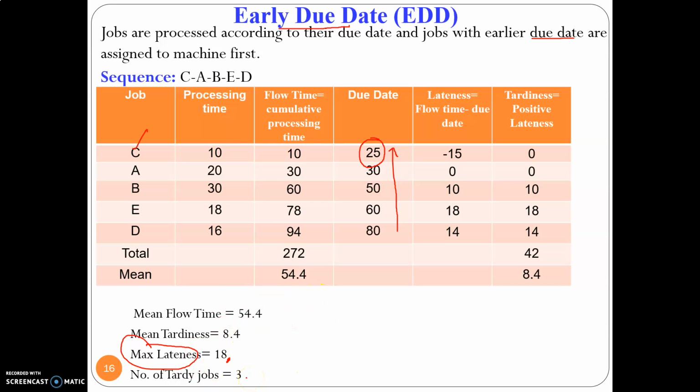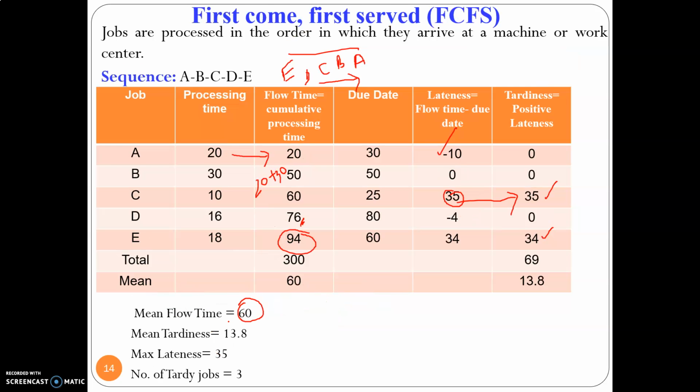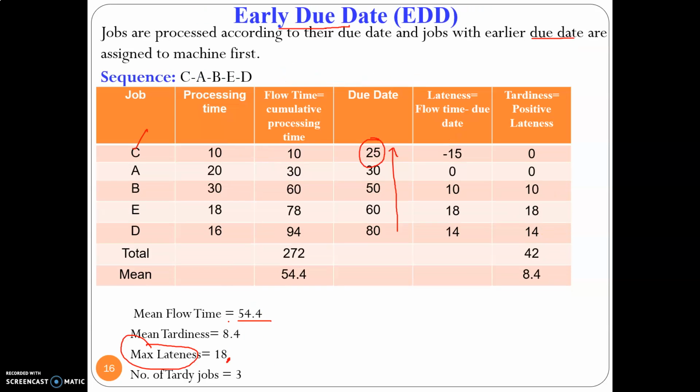Okay. If you compare this rule with the SPT, see the mean flow time is 54 here, right? Whereas in SPT it is 47. Even though the lateness is minimized in the early due date rule, the flow time is not minimized. Okay. So each priority rule will minimize only certain performance measures. We cannot achieve a multi minimization of performance measures.